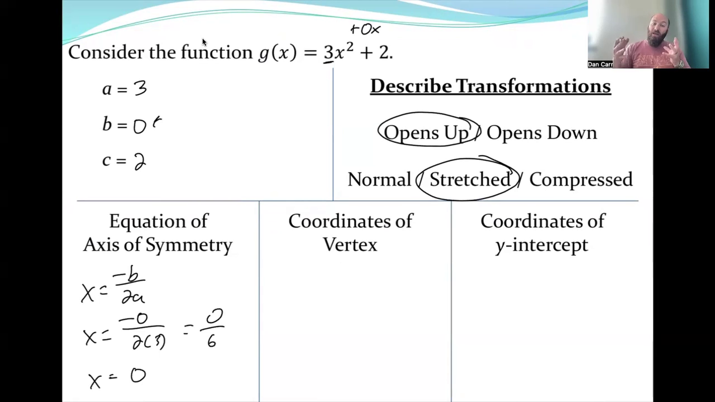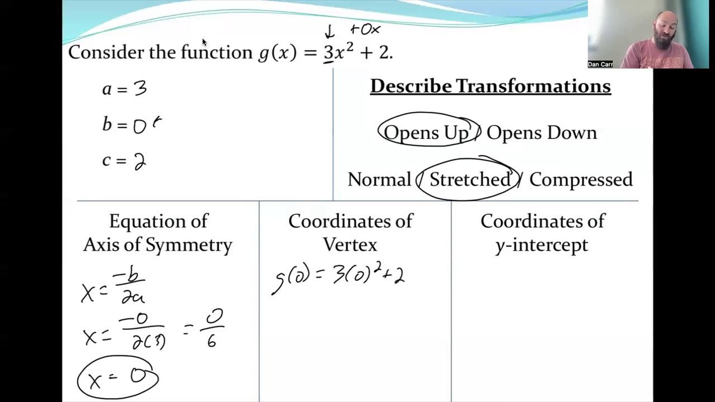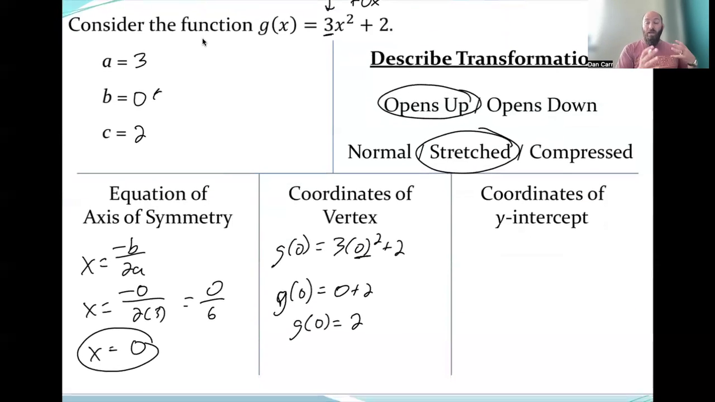So that's my equation of the axis of symmetry. Now to get my vertex, we're going to take this 0 and plug it back into the original function. So let's take g of 0 here, and that's going to be 3 times 0 squared plus 2. 0 squared is 0, times 3 is 0. So g of 0 is going to equal 0 plus 2, which is just going to equal 2. So this is a vertex. It's a point. So my point is 0, comma 2.